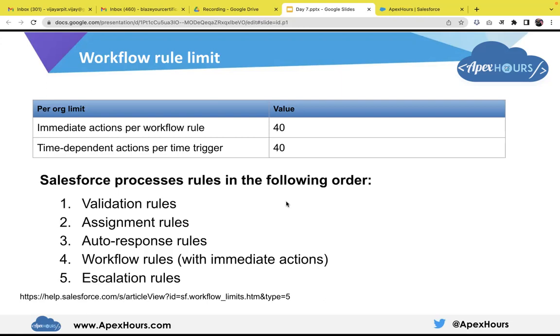Salesforce processes these rules in the following order. Whenever we are trying to save a record, the rules will execute in the below manner. First, it will be validation rules. Second, it will execute the assignment rule. Third, it will execute auto response rules. And fourth, it will execute workflow rules with immediate actions. Then it will execute escalation rules. Time dependent actions will be in asynchronous mode. They will execute when the time reaches, so they will not be part of this execution order.